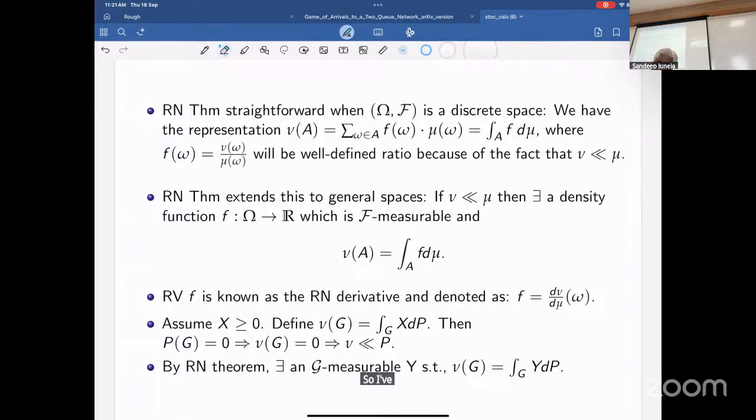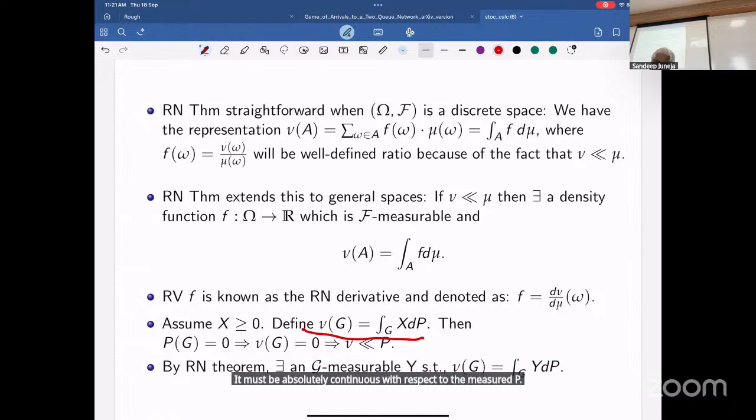So I've defined a new measure, and I've argued that if I define a measure like this, it must be absolutely continuous with respect to the measure P. Okay? So now the Radon-Nikodym theorem tells me that this must have a density with respect to P. This point needs to be emphasized. I've defined this measure for all G in the sigma algebra calligraphy G. So on this sigma algebra, measure P is defined, the new measure nu is defined, and nu is absolutely continuous with respect to P. So this measure nu will have a density with respect to P on this sigma algebra.